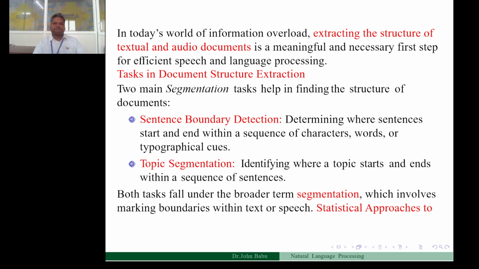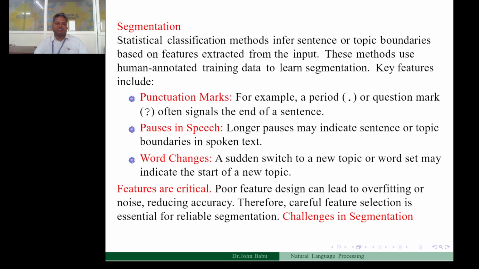find the structure. This task where we want to find the structure is known as segmentation task. We'll be doing segmentation in two parts. In one, we'll be finding the boundary of a given sentence, where it is starting, where it is ending. And secondly, given lot of sentences, where one topic starts and where one topic ends. Both of these can be categorized as segmentation. So it is sentence segmentation as well as speech segmentation.